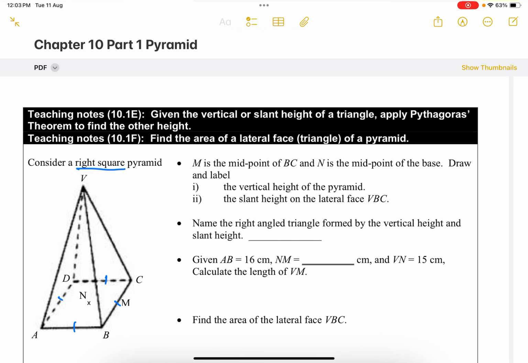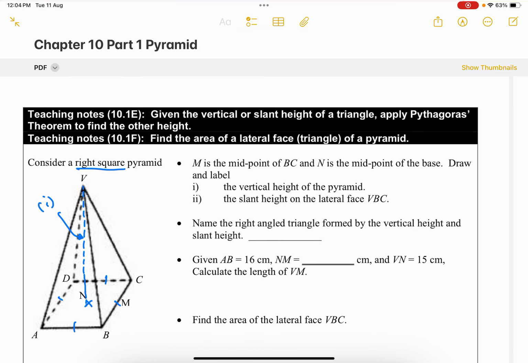So the information given, M is the midpoint of the line BC, and then N is the midpoint of the base. So this portion is right in the center of the square base. They want us to draw and label the vertical height of the pyramid. So let's start with the first one. The vertical height must start from the vertex and you will drop down to the center of that square base. So that's our vertical height.